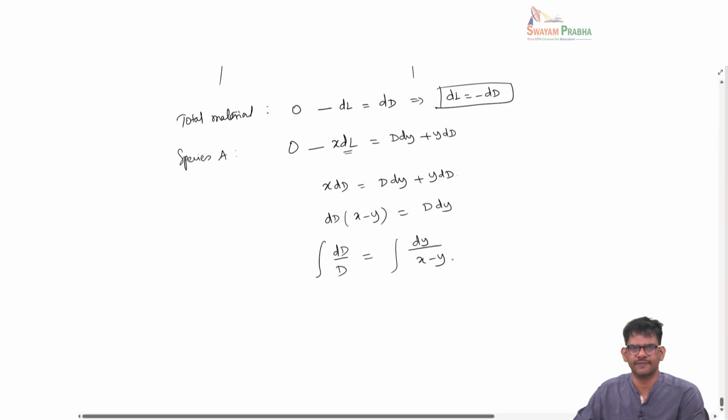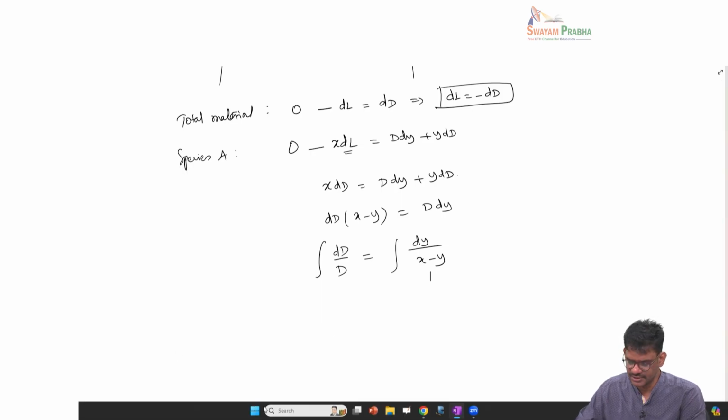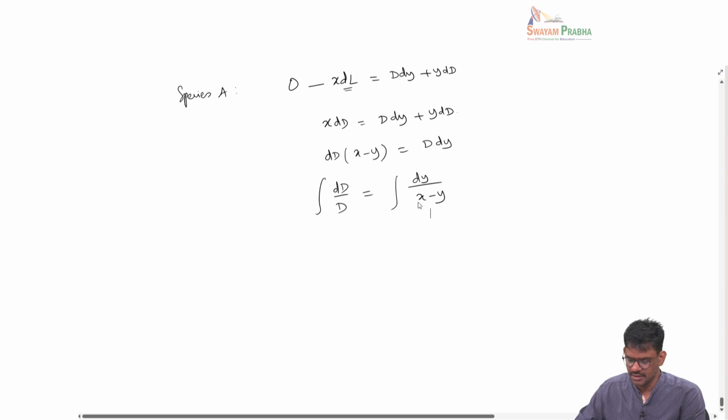So you can see that you have a similar set of equations like before for batch distillation. The only thing here is this x minus y is again something which has to be obtained from Rayleigh data. You can assume constant relative volatility, and you can do the same thing that we did for Rayleigh's equation. So I will give you the final expression. You can cross check this.